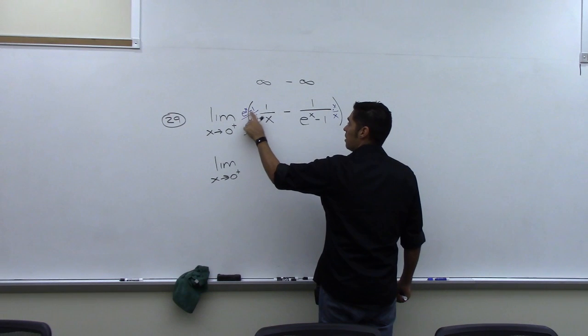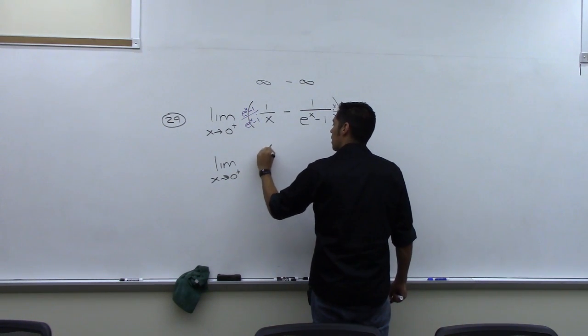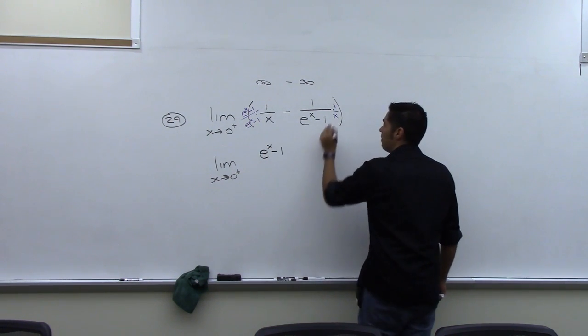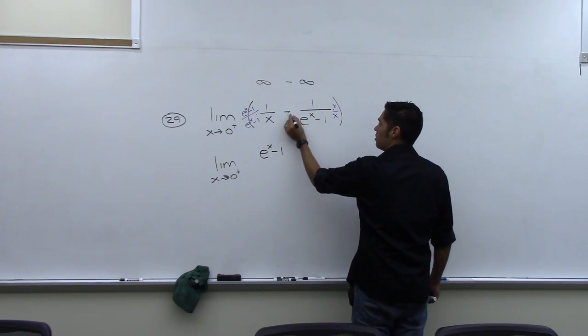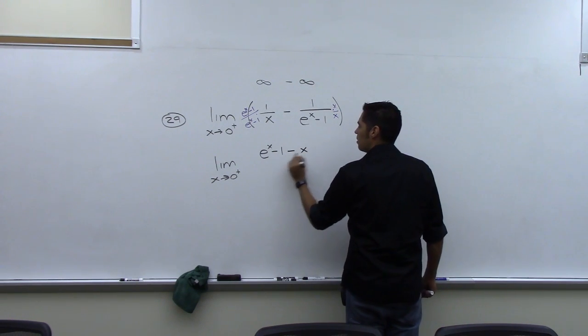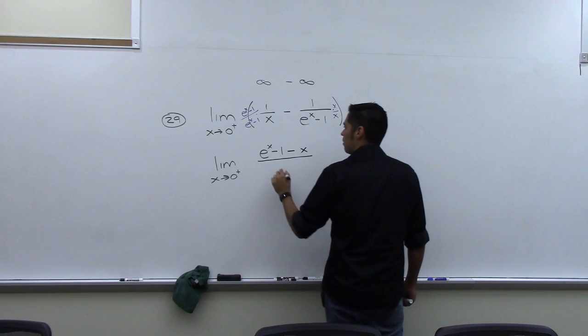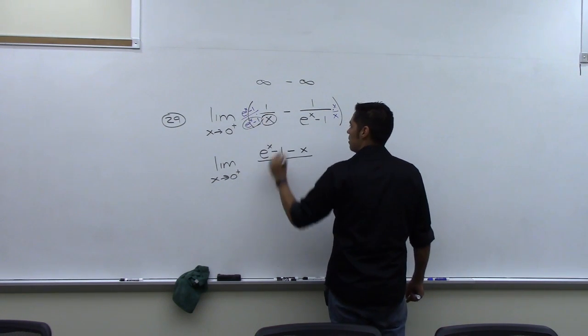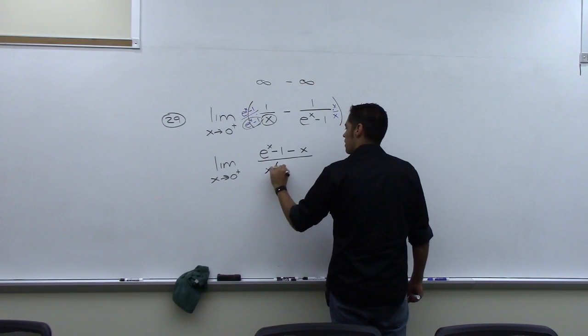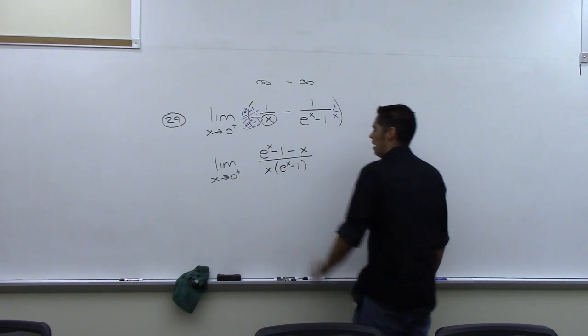If I do e to the x minus 1 times 1, I get e to the x minus 1. And then if I do x times 1, I get x, and I'm subtracting that, so minus x, all over my common denominator, which is now this times this. So I write x times e to the x minus 1, like that.